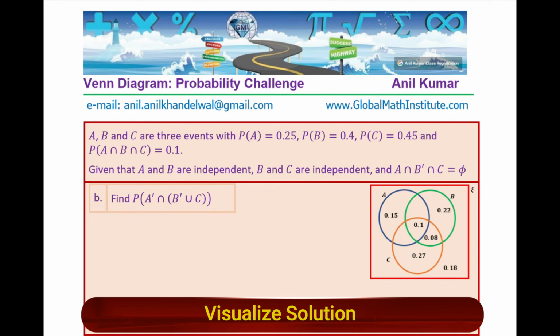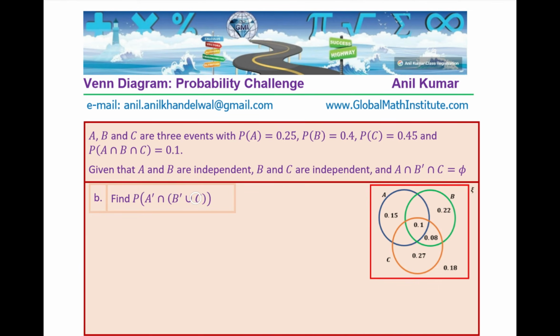Let's see which part of the Venn diagram we are really looking into. So let's start with not B union C. Union C means everything inside, correct? And not B means outside B, correct?